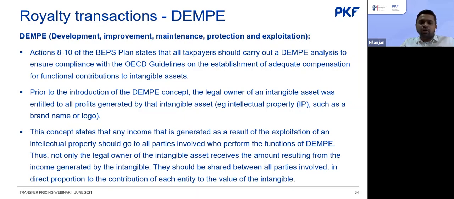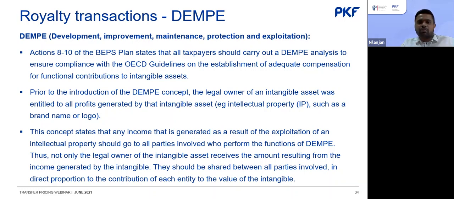So we need to look at who's carrying out the development activity, who's doing the improvement of the intangible, who's maintaining it, who's protecting it, who's exploiting it. We need to figure out which entity is doing what. If our parent is doing development and improvement, and we are doing maintenance, protection and exploitation, which entity is doing what? Then accordingly we have to do an analysis, and it could be that both entities should get a return from the intangible, not just the parent entity because it's the legal owner.